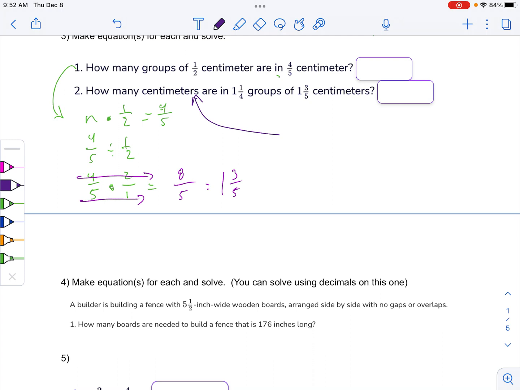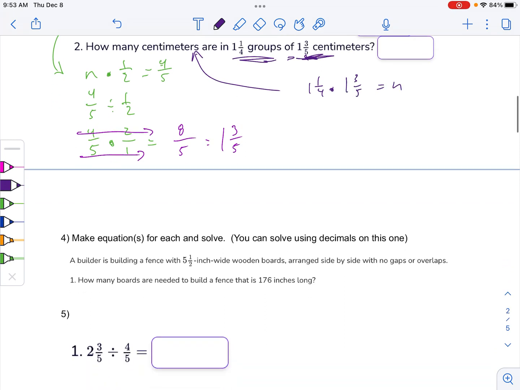How many centimeters are in 1 1/4 groups of this? Oh, so this is the groups. There's my multiplying. This is not a division problem because I'm not dividing it up. I'm actually multiplying this out. So don't just dive right into dividing. Really look at it and see if it's true, because this is 1 1/4 groups of 1 3/5, and that's going to get me how many centimeters?